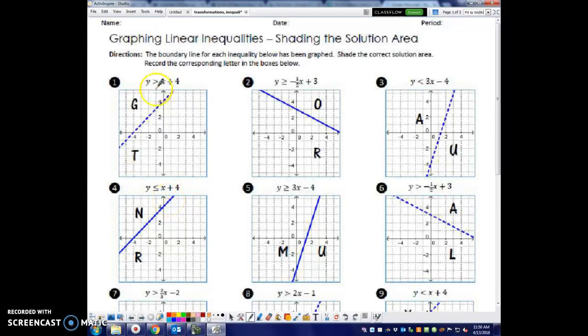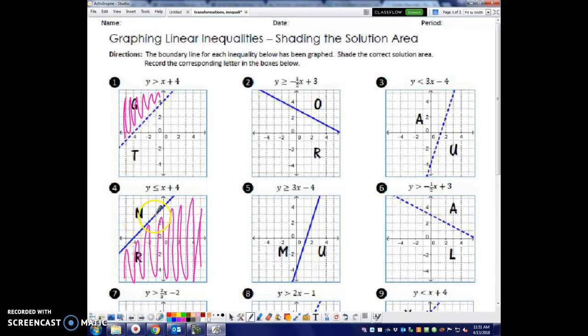If there's no line underneath here, you dot it. If there is a line underneath here, it's solid. Don't forget that, okay? Remember, if the greater sign is facing y, you shade above. Okay? And if the less than sign is facing y, you shade below. Okay, so in this case, G would be a solution, T would not. And in this case, R would be a solution, N would not.